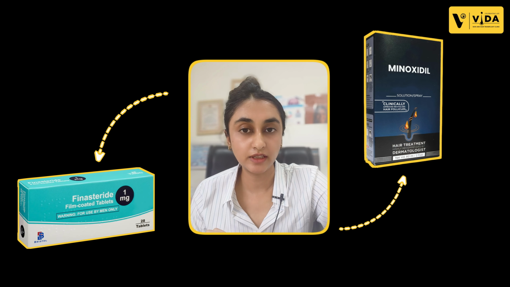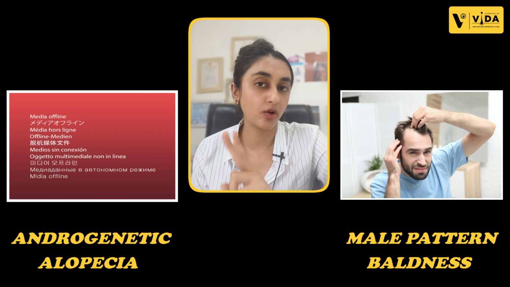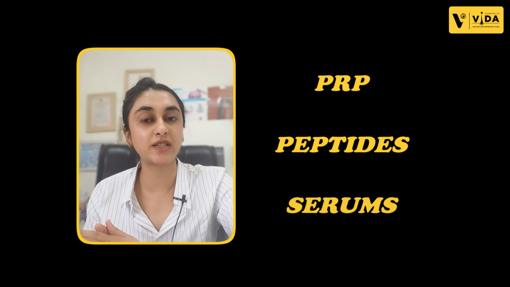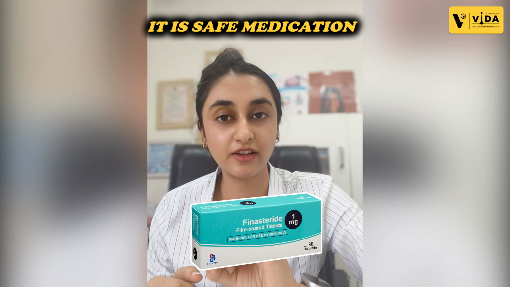Finasteride and minoxidil, these two are the main medications that are FDA approved for treating androgenetic alopecia, or male pattern baldness. And if you really want to see some efficacy, then you cannot avoid these. Because whatever else is there, like PRP or peptides or serums, those are adjuvant medications and not the main medications. So to sum up, finasteride is an absolutely safe medication.